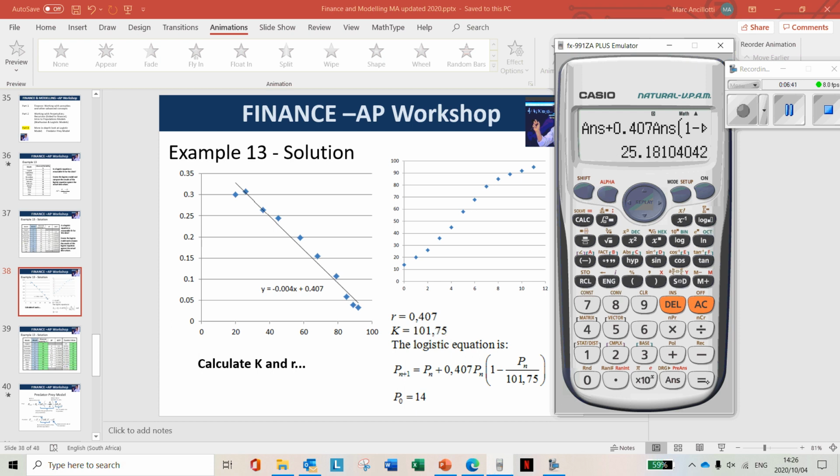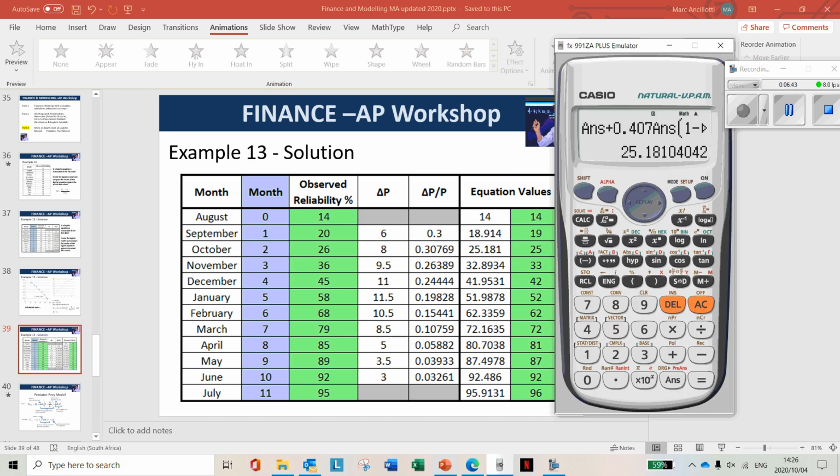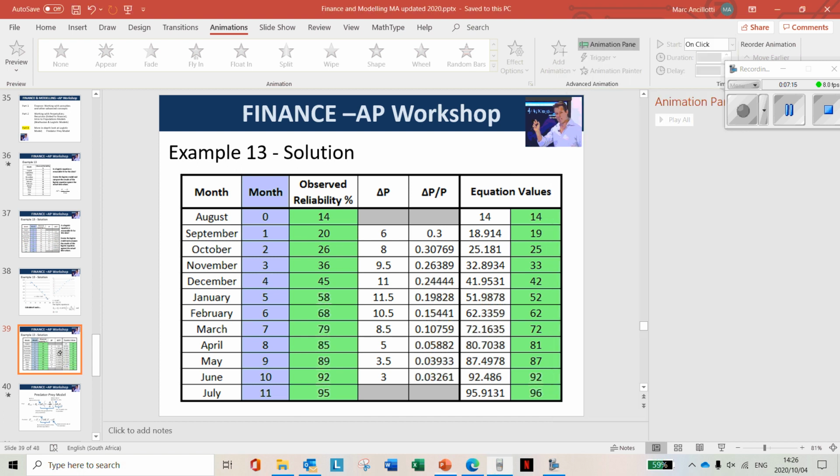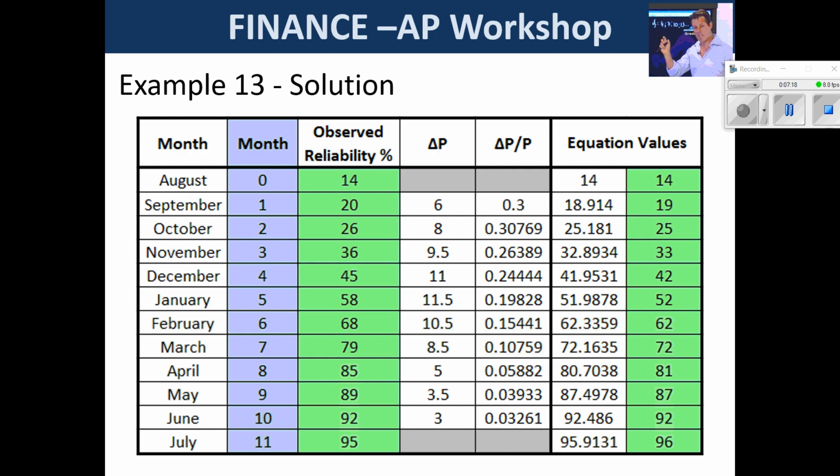And then if I just go down a page here, I just want to show you in the calculator. So these were the equation values. I'm here at 25.181. These were the observed data values in this green cell here. I am now finding these values. So if I press equals, you'll see 32.8934, press equals 41.95, press equals. And so this is how the recursive model using my calculator can generate the actual equation values, and then I could go and compare those.